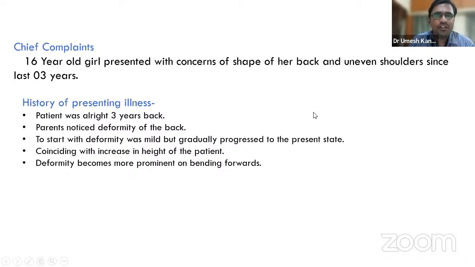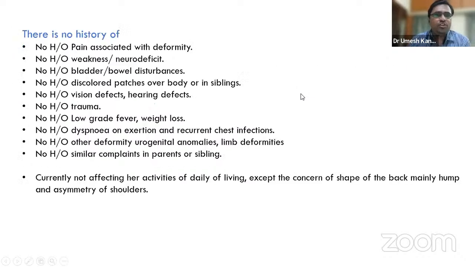Patient was apparently all right 3 years back. Parents noticed the deformity of the back. Initially, to start with, the deformity was mild, but gradually progressed to the present state. The deformity was coinciding with the increase in the height of the patient, and the deformity becomes more prominent on bending forwards. There is no history of pain associated with the deformity, no history of weakness or neurodeficit, no history of bladder bowel disturbances.